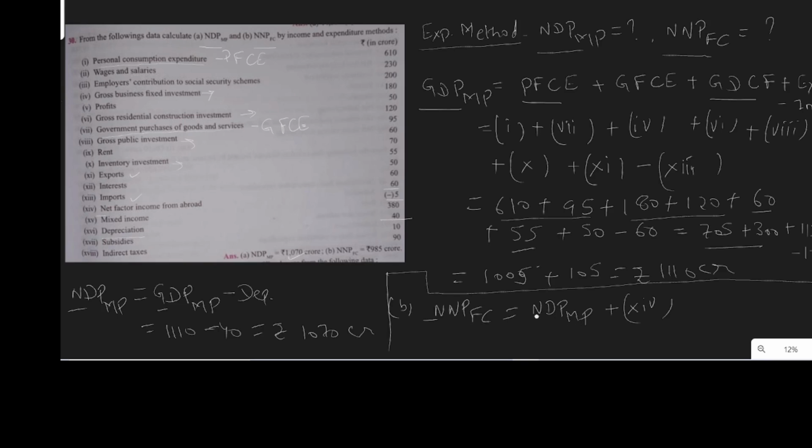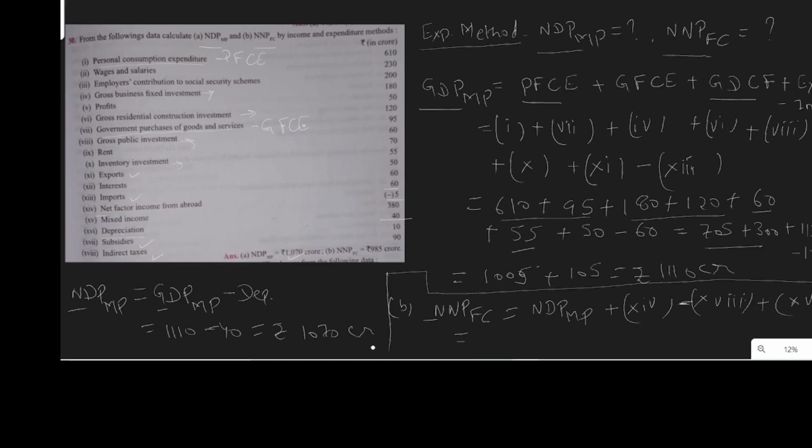Market to factor. Market includes indirect taxes. Factor cost doesn't include. We will subtract NIT or net indirect taxes. But we are given indirect taxes and subsidies separately. So first I will think about indirect taxes. Market includes indirect taxes, factor does not. I will subtract indirect taxes, the 18th item. And whatever sign we use for taxes, we use the opposite sign for subsidies. Plus subsidies, the 17th one.